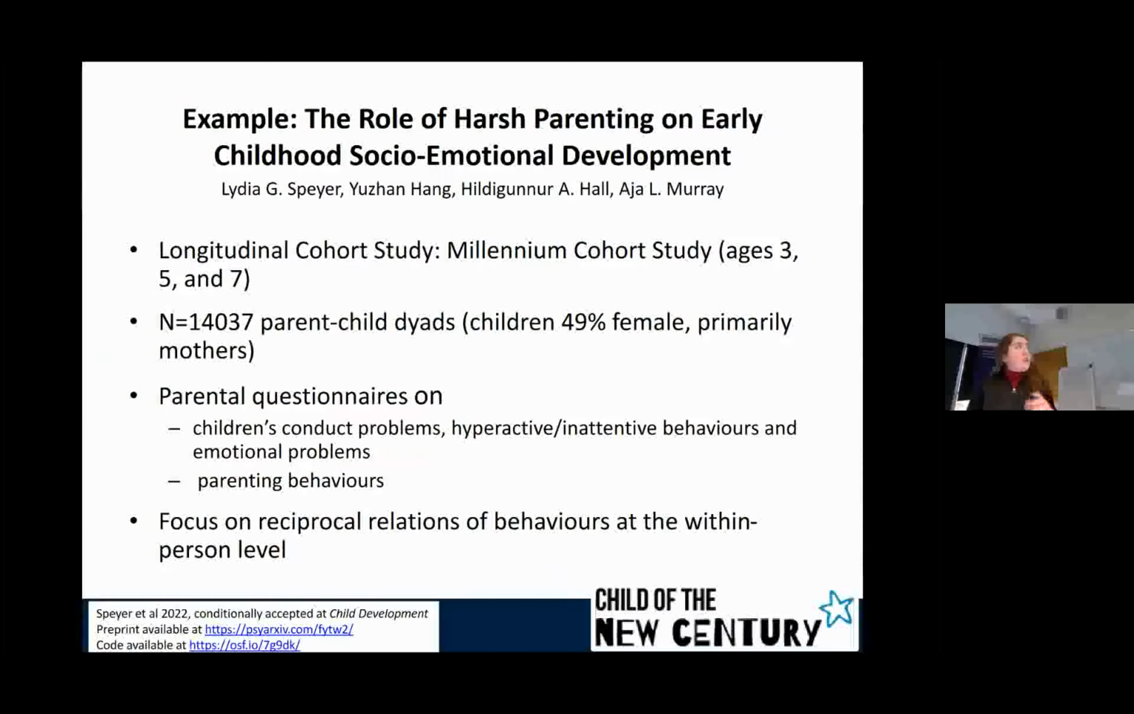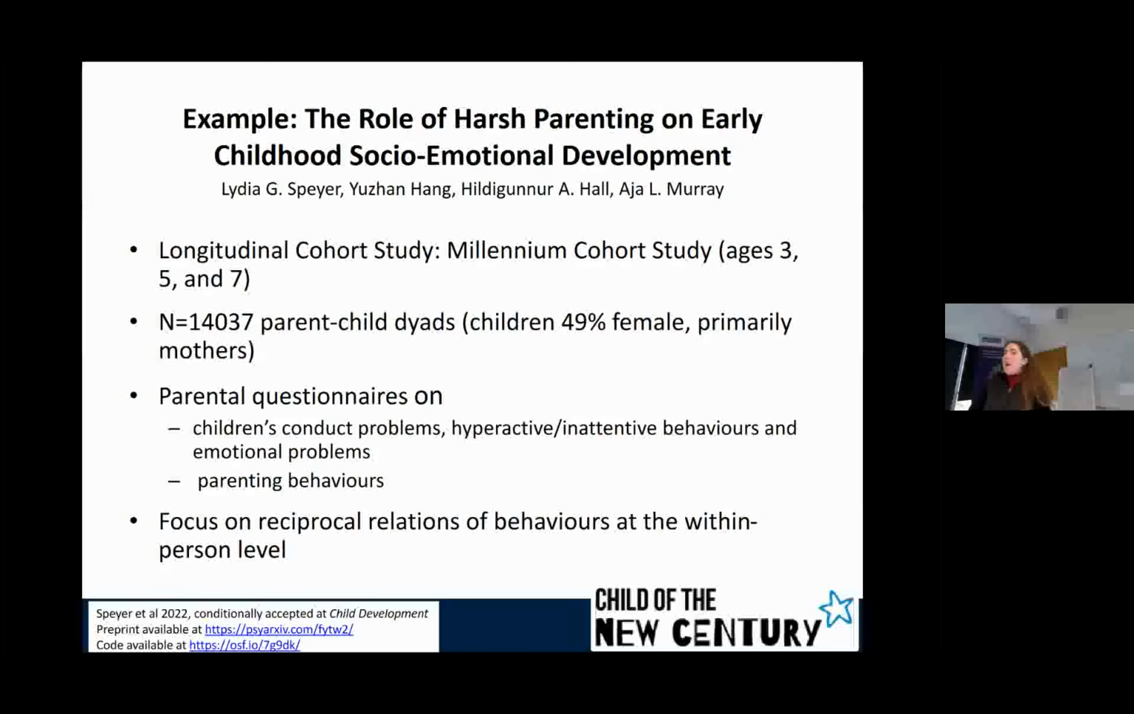I'll briefly talk about an example from my own research where I've used a random intercept cross-lagged panel model. Here I used data from the Millennium Cohort Study, which is one of those longitudinal birth cohort studies that I was mentioning in the beginning, where we've got data measured at multiple time points, but with quite large time intervals in between. So here we use data from the age 3, age 5, and age 7 waves, and we were interested in the role of harsh parenting in early childhood socio-emotional development.